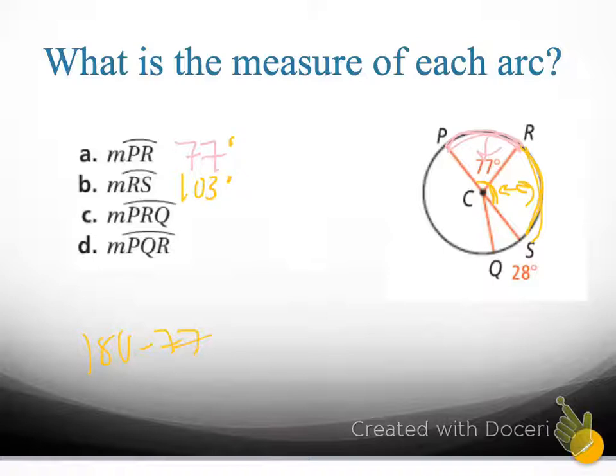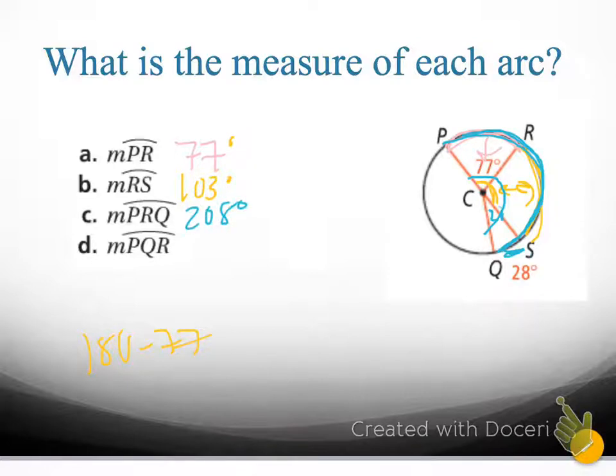And then we have PRQ, this whole thing. If this portion is 28, we know this is also 28. So we can add all of that, 77 plus 103 plus 28, to get that full length. So that full length is 208 degrees because we had to add all those together.